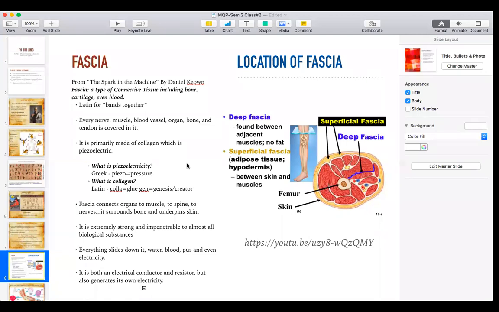Okay, so fascia is extremely strong and impenetrable to almost all biological substances. What's fascinating is that even though Western science doesn't pay too much attention to fascia, they say, oh yeah, fascia is there to help us compartmentalize the organ system so we know where to cut for surgery. And I was like, what?